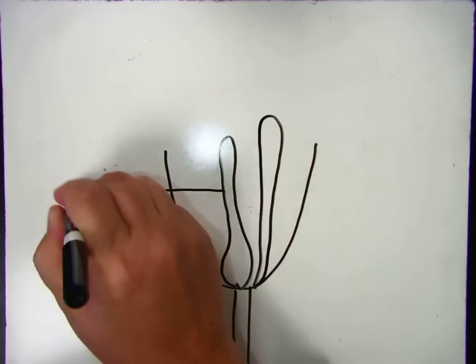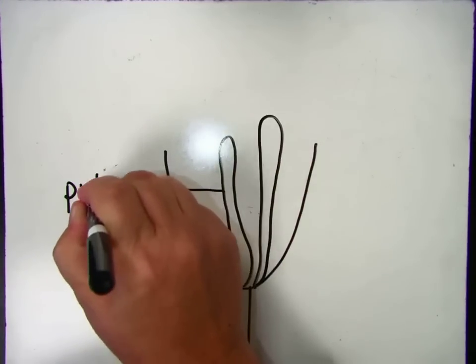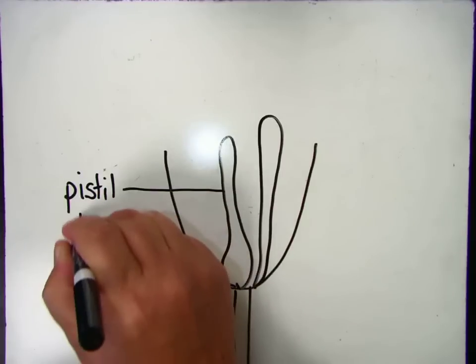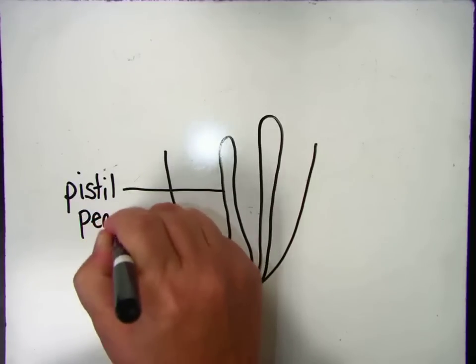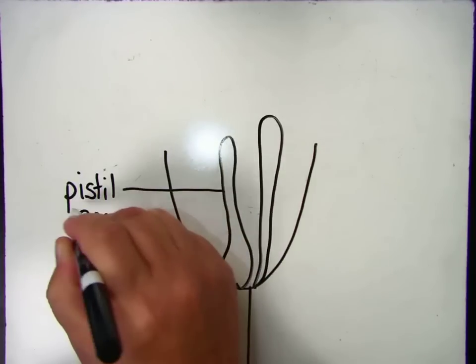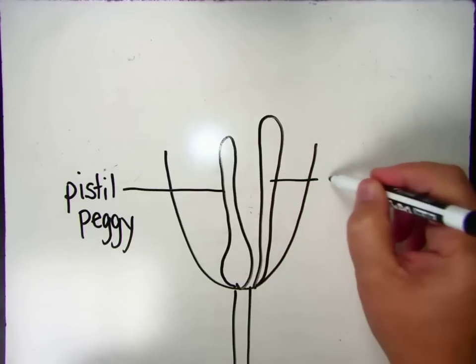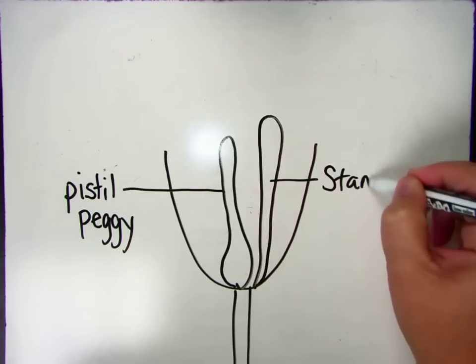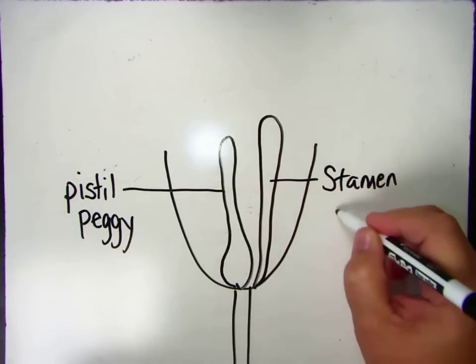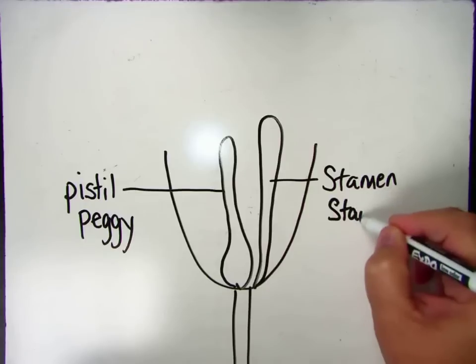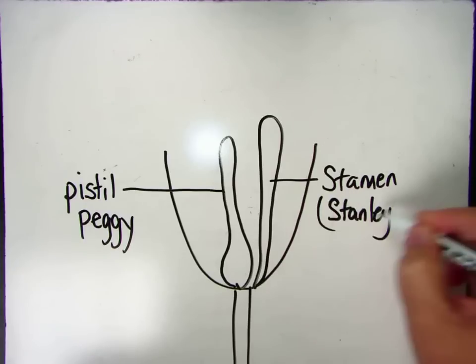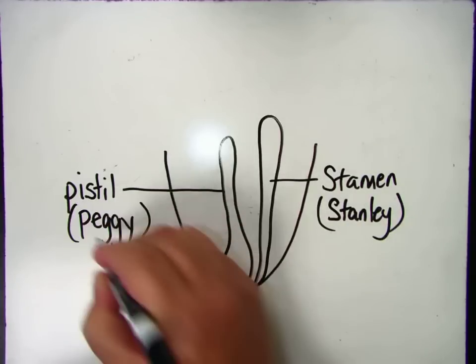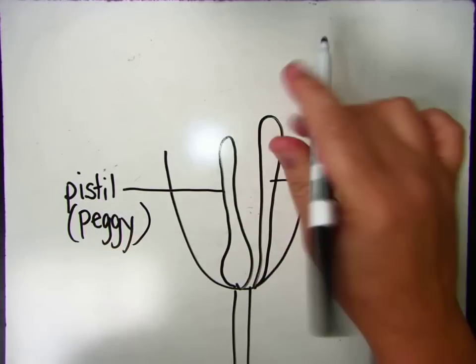And the pistil is the female part of the plant. And I like to call that Peggy to help people remember. And the stamen is the male part of the plant, and I call that Stanley. Okay, so the pistil is Peggy, the stamen is Stanley.